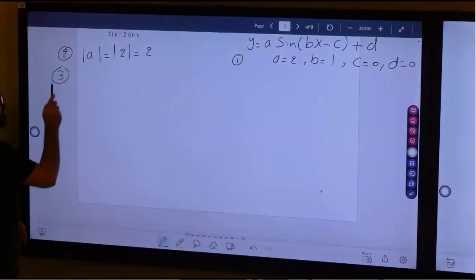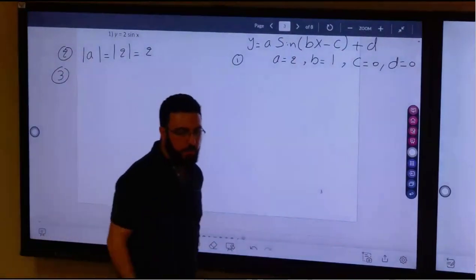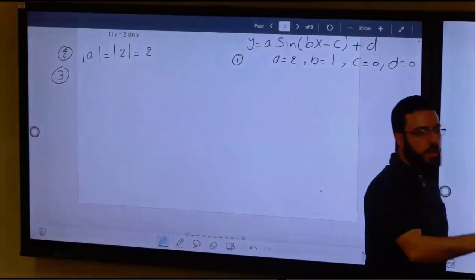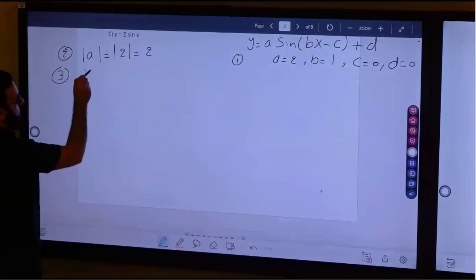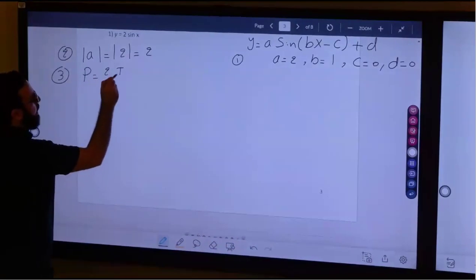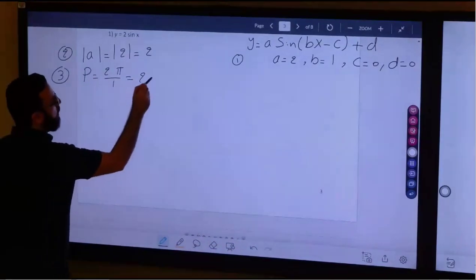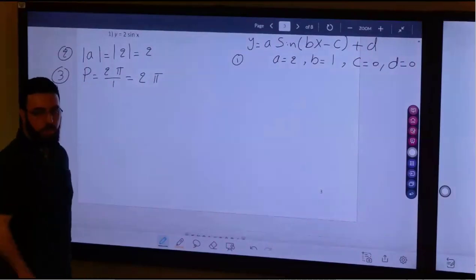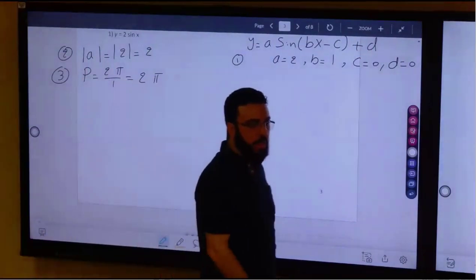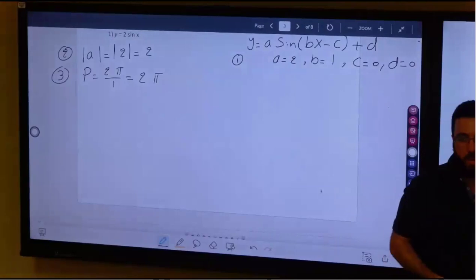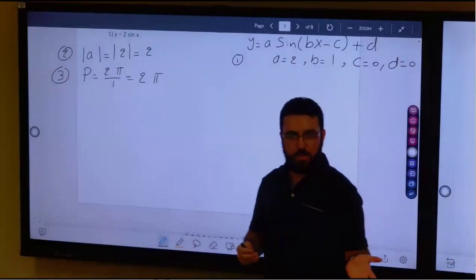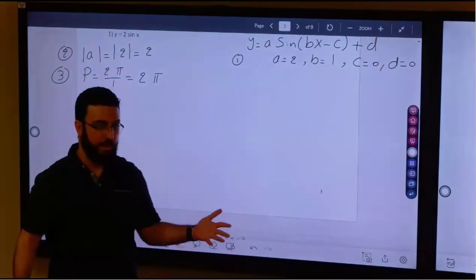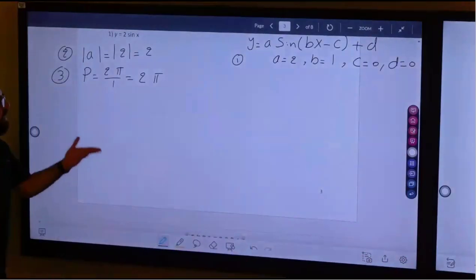Step three, the period, which is 2 pi over b. So the period equals 2 pi over 1, which equals 2 pi. That's cool. I'm guessing that because it's 2 pi, it's going to start from 0 until 2 pi. I'm just guessing. Now, what's the next step?